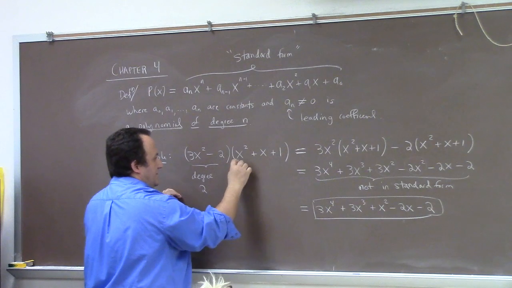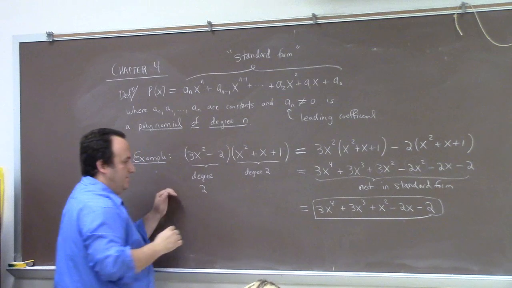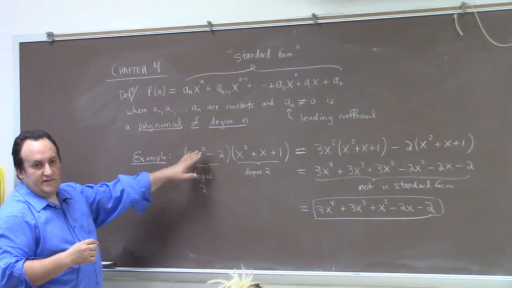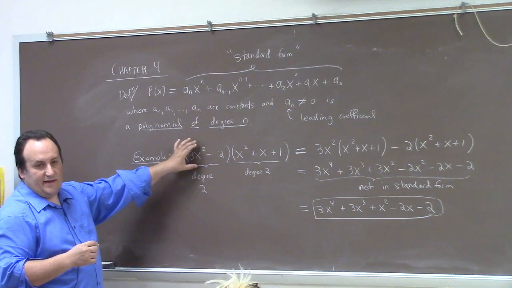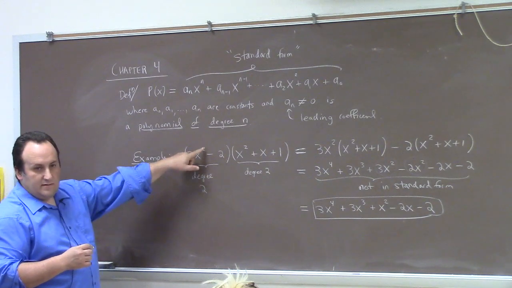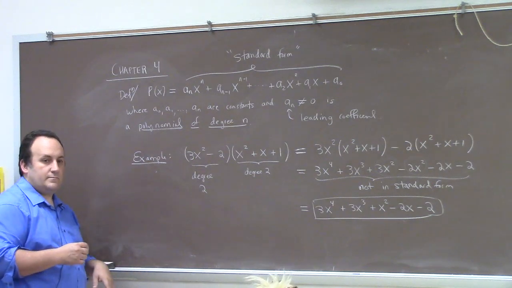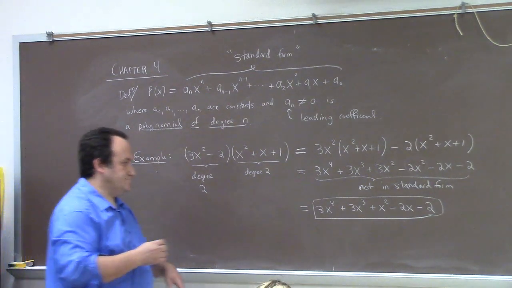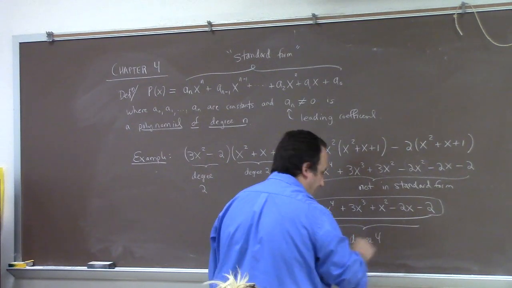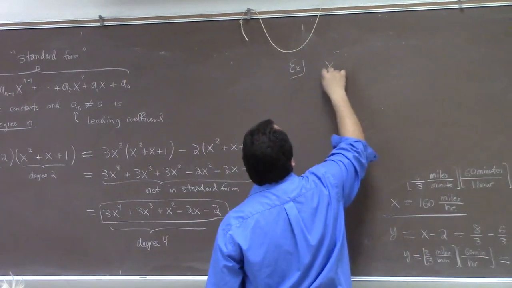This guy is also what? Degree 2. So the degree is just whatever n appears on the highest term, like 3 is next to x to the n, n equals 2, x squared. So the exponent's 2. Here are the exponents too. And this is degree 4. So we classify it based on the highest exponent.